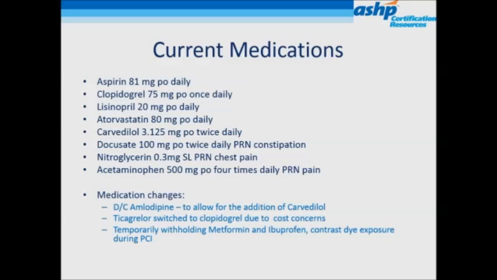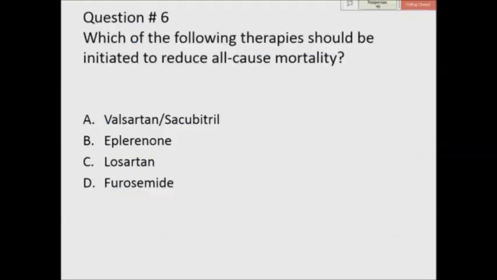We stopped the amlodipine to allow for addition of ticagrelor, and we're temporarily withholding the metformin and the ibuprofen post-PCI because we're concerned about contrast-induced nephropathy and AKI post-PCI in the setting of either one of those agents. And so, which of the following therapies should now be initiated at this point in time to reduce his risk of dying, or reduce mortality, in our patient BA?